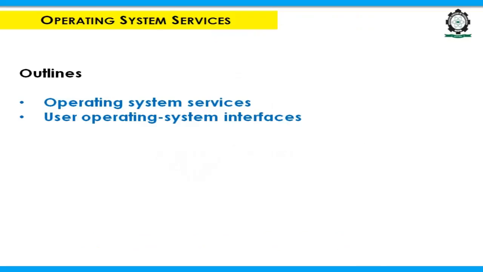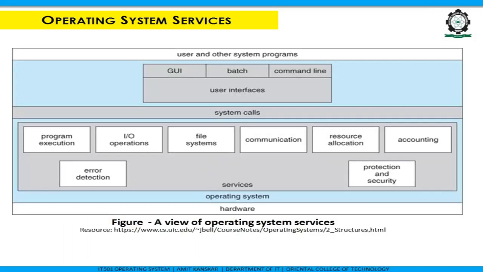In this video, we will study operating system services and user operating system interfaces. In this particular figure, a view of operating system services is shown. The operating system provides environments in which programs run and services for the users of the operating system. It includes user interfaces, program execution, input-output operations, file system manipulation, communications, and error detection. We will study these things one by one.